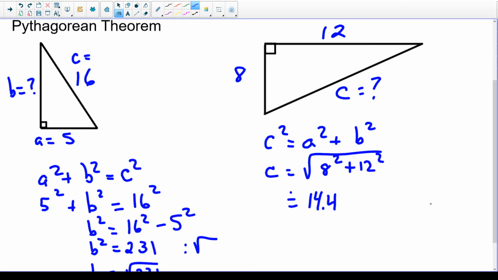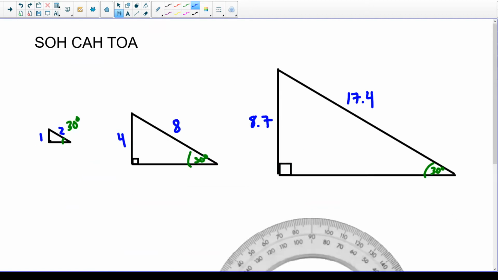Okay. If there are any questions, let me know. I don't see anything popping up in chat. Let's move on to Sohcahtoa.